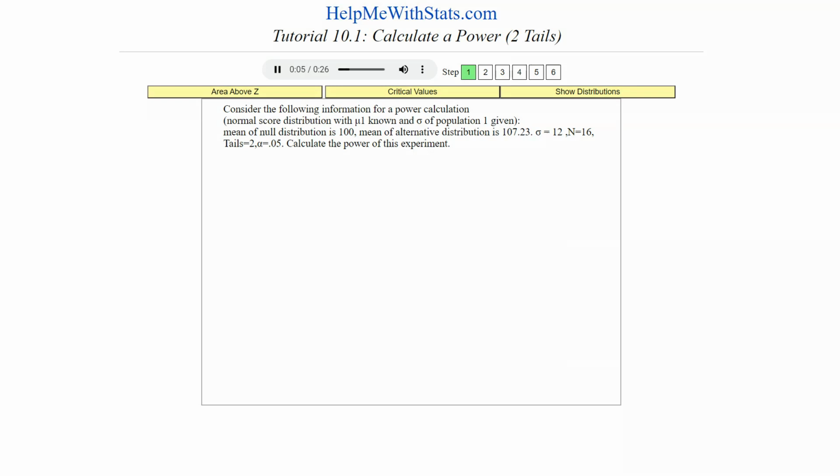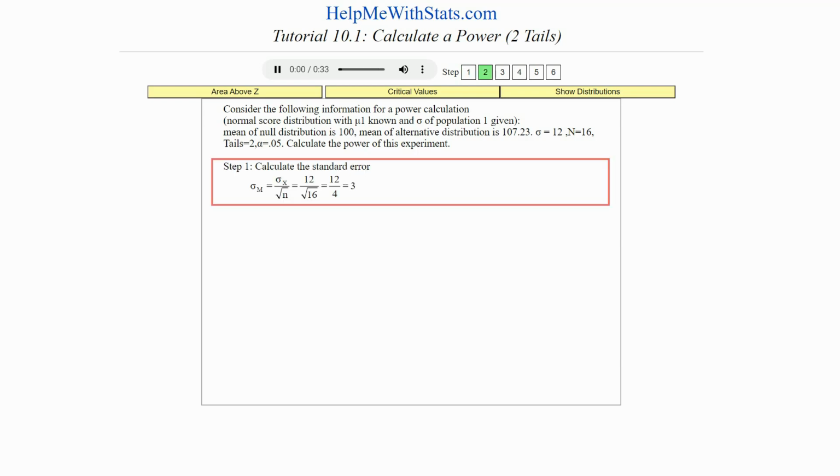The population mean is given as 100 and the population standard deviation is 12. There are 16 people, and we are using a two-tailed hypothesis test with an alpha level of 0.05. If we assume the alternative population mean is 107.23, what is the power of this experiment?